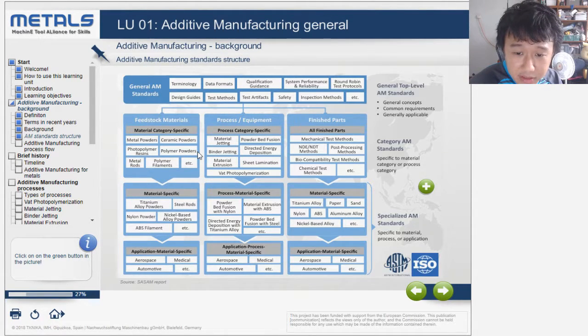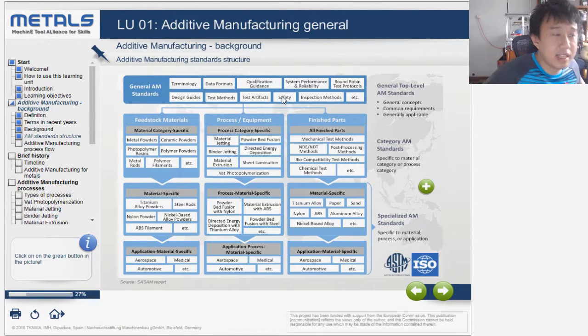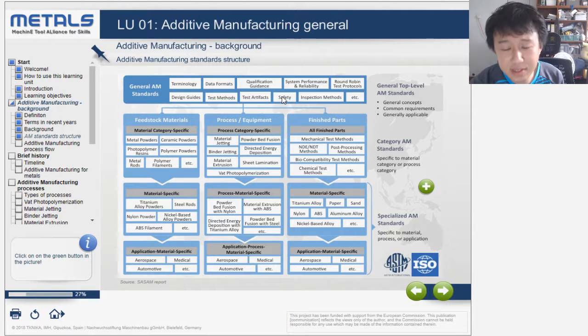Basically, you can see that there are general standards on terminologies, data formats, qualification guidelines, and system performance, and it splits up into 3 main topics: feedstocks, process equipment, and finished parts. I think in general this template is very complicated. There are many overlapping items. But eventually the standards will be created and the best ones will remain. So that's how standards are, I guess.